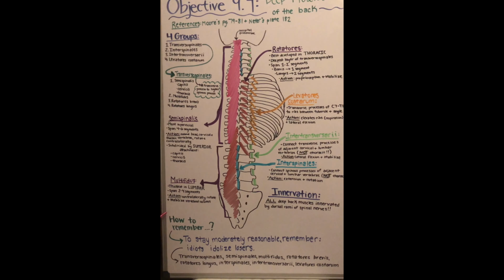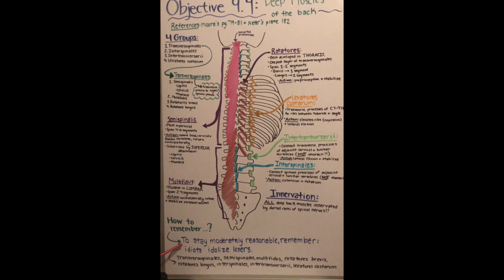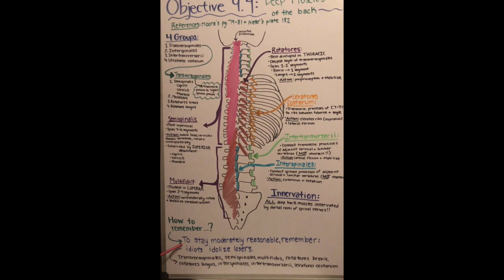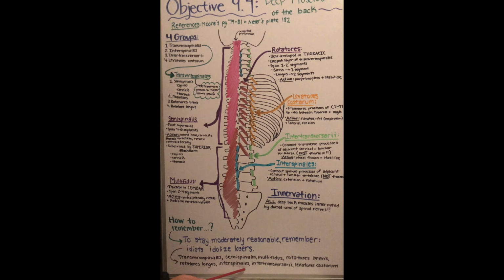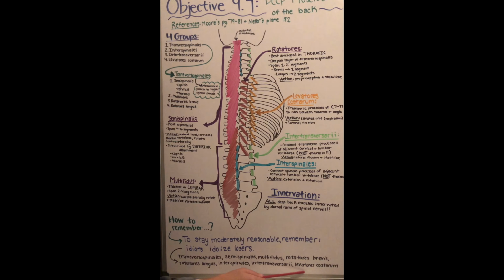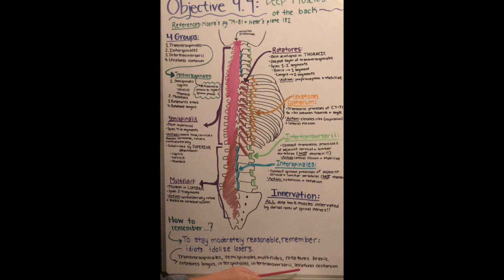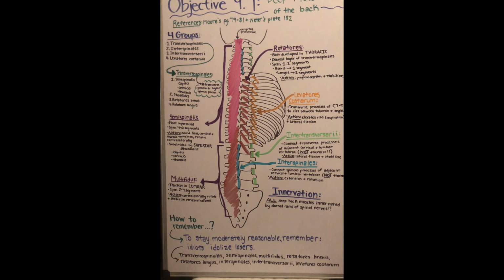So how are we going to remember this? Here's an acronym. It's not my best work. It's been a long day, but to stay moderately reasonable, remember, idiots idolize losers. This includes the subgroups of the transversospinalis in order from most superficial to deep, and also includes the rotatores longus and brevis. Okay, that's all for 9.4.